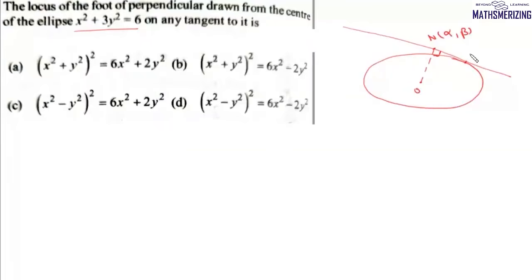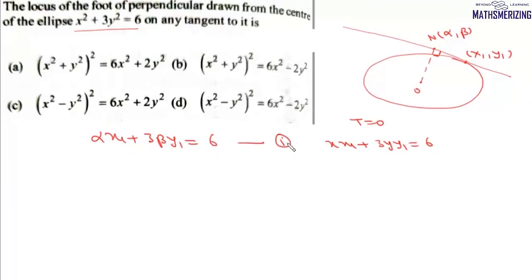Now let this point of contact be (x1, y1). Now we know that the equation of the tangent drawn at this point (x1, y1) will be given by T equals 0, and there will be x x1 plus 3y y1 equals 6. Now this (alpha, beta) will lie on this tangent. So we'll get this equation as alpha x1 plus 3 beta y1, and it is equal to 6, and that's our first equation.